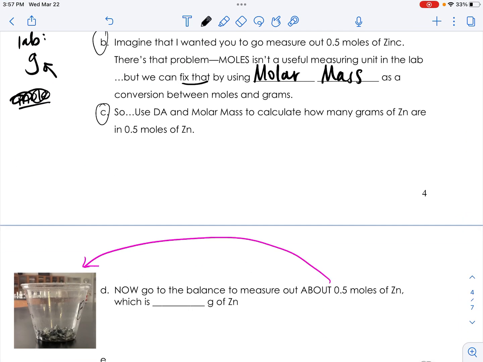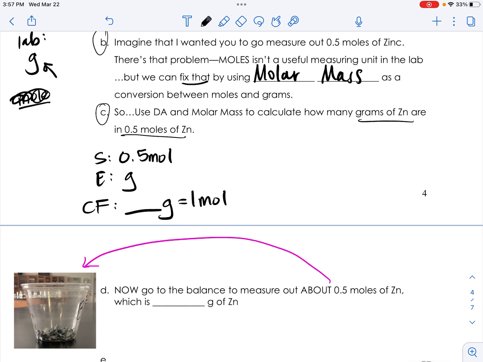And then C says, use dimensional analysis and molar mass to calculate how many grams of zinc are in 0.5 moles of zinc. So you have a dimensional analysis problem here with a start of 0.5 moles, an end of grams, and your conversion factor, again, is going to be some amount of grams in 1 mole of zinc. And you have that written up above, so go find that. Okay, pause and finish these problems.